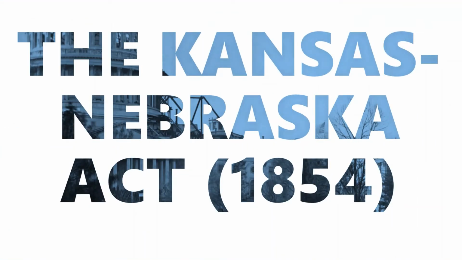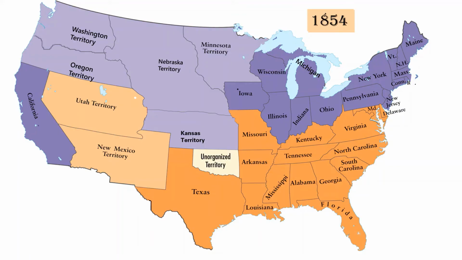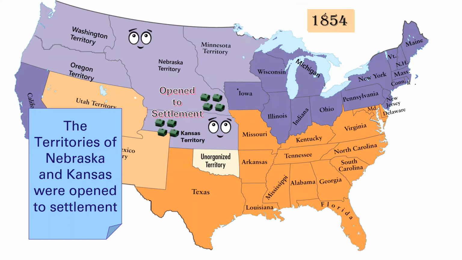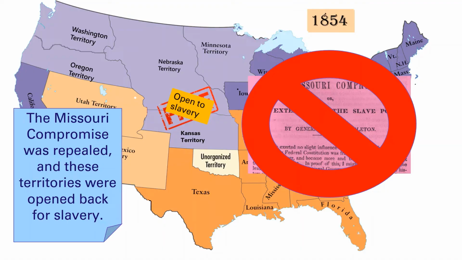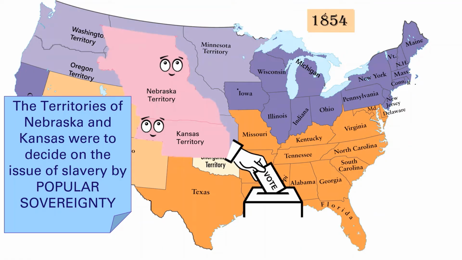The Kansas-Nebraska Act, 1854. In 1854, the territories of Kansas and Nebraska were opened for settlement. Even though the Missouri Compromise had declared these territories free, the Missouri Compromise was repealed, and the territories were open to slavery through popular sovereignty.